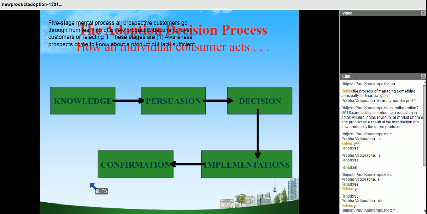Okay, now see this figure. You will understand it in a much better way. Now they have used some other terminologies. Knowledge, the same, the customer wants to get knowledge about the product or services. Persuasion, decision, implementation, and confirmation. I hope these 5 stages are clear now.